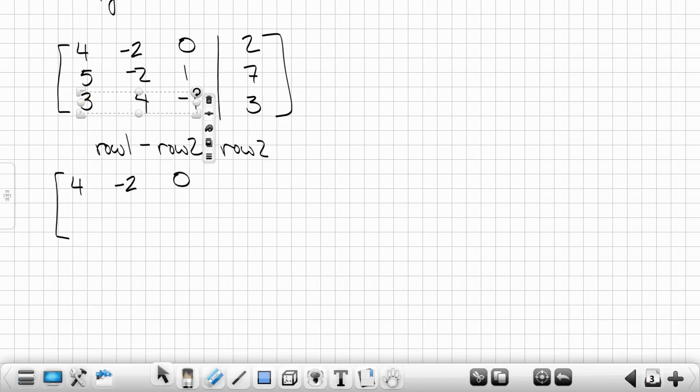Row 3 stays row 3. 4 minus 5, negative 4. Okay, that was kind of cool, but you got messed up.